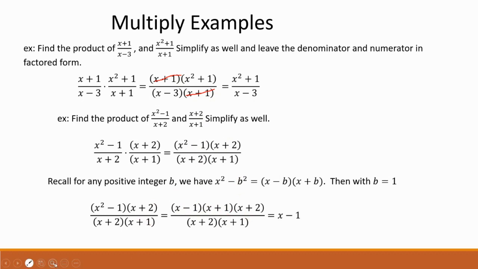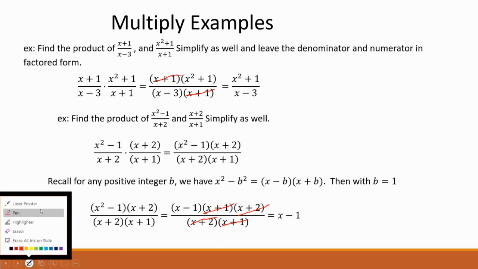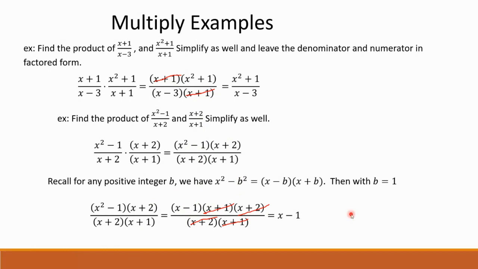From here, we can now do a bunch of canceling. You can see the x plus 1s are gone. The x plus 2s are also gone. They cancel. All we're left with is x minus 1. Okay? Any questions on that?